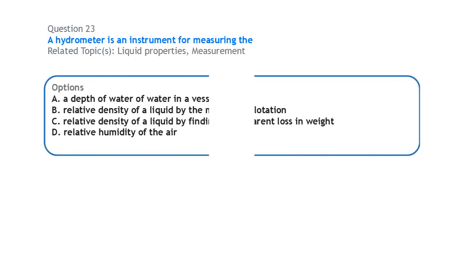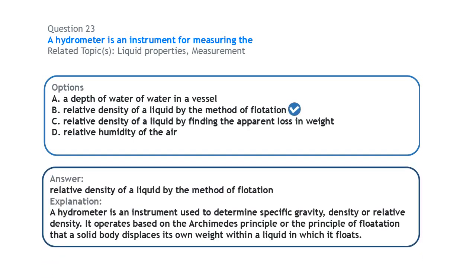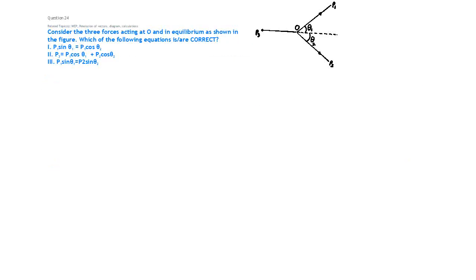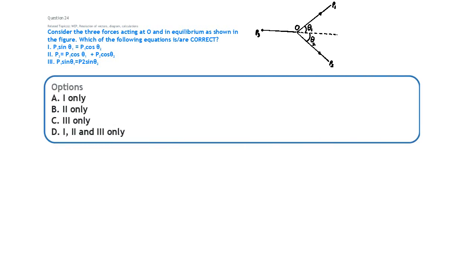Question 23. A hydrometer is an instrument for measuring the relative density of a substance, or the density. Question 24 is on resolution of vectors. It says consider the three forces acting at zero and in equilibrium as shown in this figure here. Which of the following equations is or are correct?